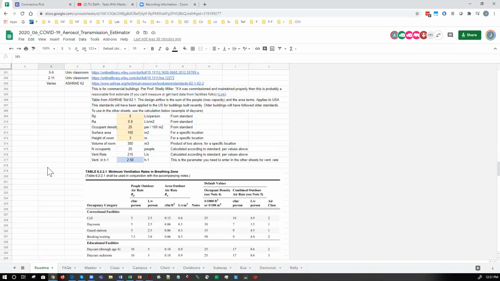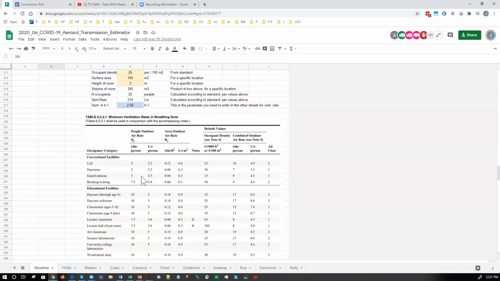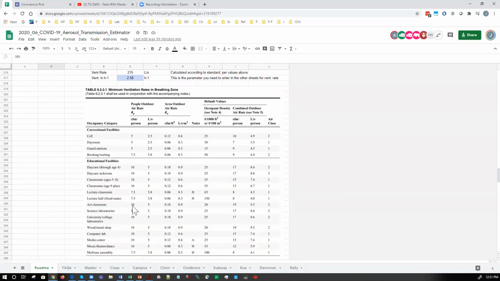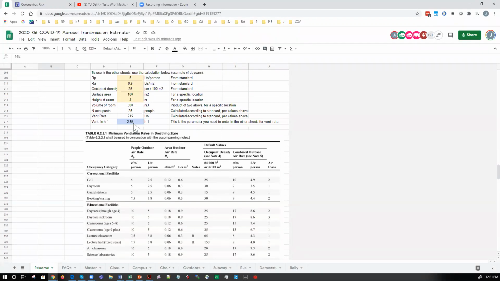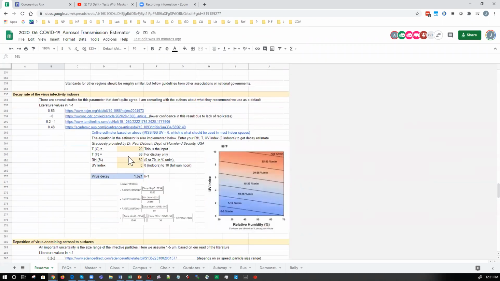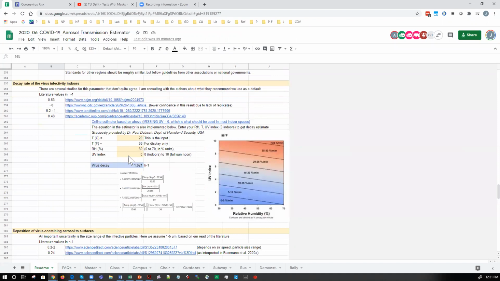And here for the US, and I think it's similar in Europe, you can enter certain parameters from this table from ASHRAE, the American Society of Heating, Refrigerating, and Air-Conditioning Engineers. You can say, okay, I am in an art classroom, and you can read the numbers here, enter them in this little worksheet, and it will give you an estimate. This is for modern buildings. Older buildings follow older standards, and this may be lower, but at least this gives you an idea of the upper limit.